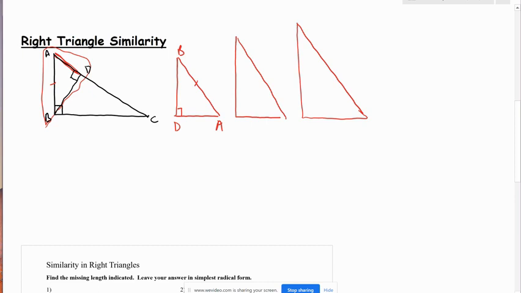And then in the medium triangle, again, the right angle is at point D. Now this time the short leg goes this way from B to D.